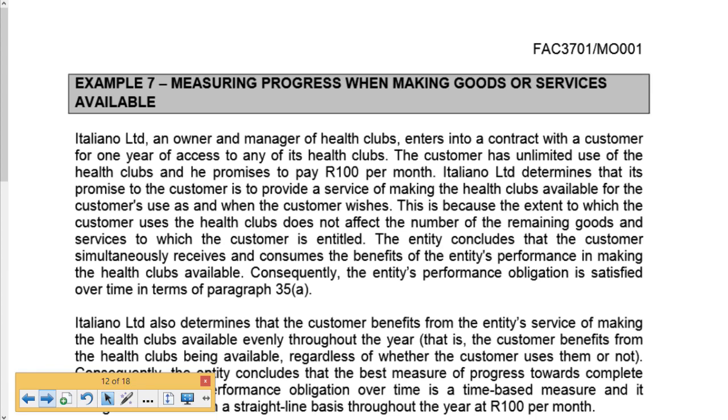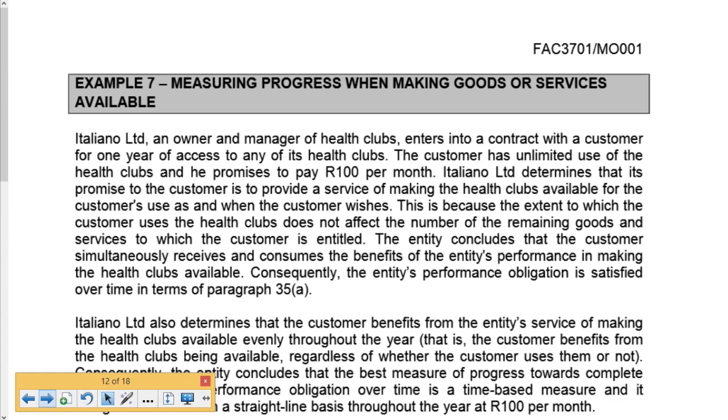Then example 7 is an example for step 5, which is recognition of revenue, to see when a performance obligation is met. So Italiano is the owner and manager of health clubs. They enter into a contract with the customer for 1 year of access to any of its clubs. The customer has unlimited use and he promises to pay 100 Rand per month.